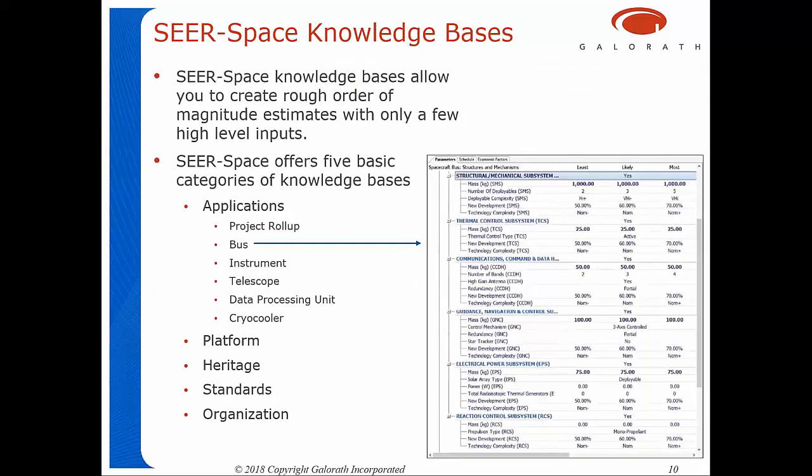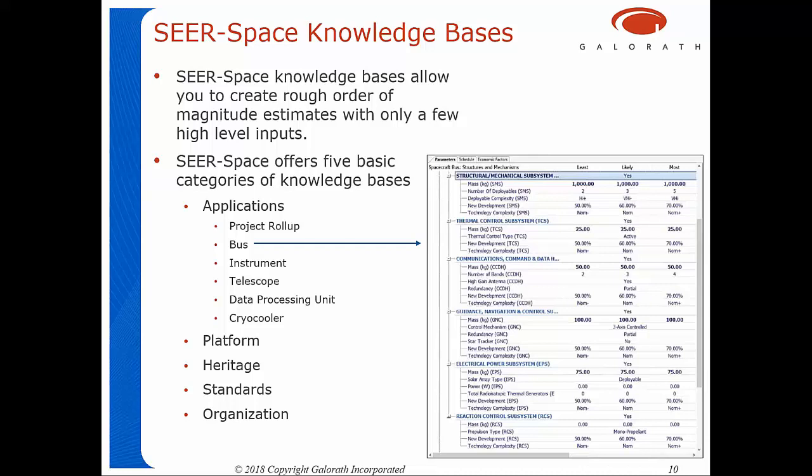Okay, SEER Space allows you to create rough order of magnitude estimates with only a few high-level inputs based on the knowledge bases that I've already discussed. So, for example, there's applications knowledge bases there, and I took the opportunity on this chart to show you the bus rolled out there on the right-hand graphic. So the spacecraft bus is estimated by those subsystems that you see listed there: structural and mechanical subsystems, thermal control subsystems, the usual suspects, things that you're used to seeing. And you get a little bit of a view there of some of the underlying variables. Some of them are binary switches where you throw a switch if you've got active versus passive thermal control, for example.